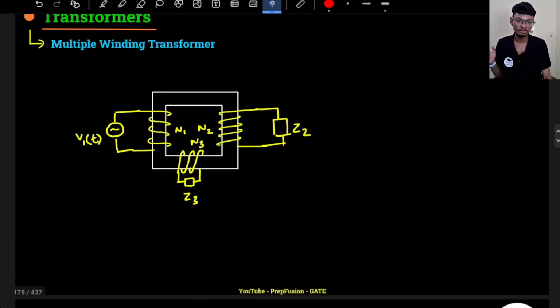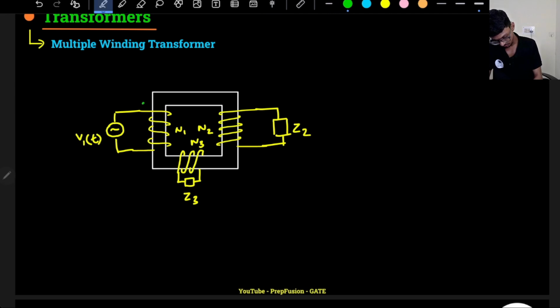Now let's discuss a bit about multiple winding. We have discussed a lot about multiple winding, but now we will discuss the equivalent circuit of multiple winding. We already know that if I have a dot here, for a single winding, I will have a dot here, I will have a dot here.